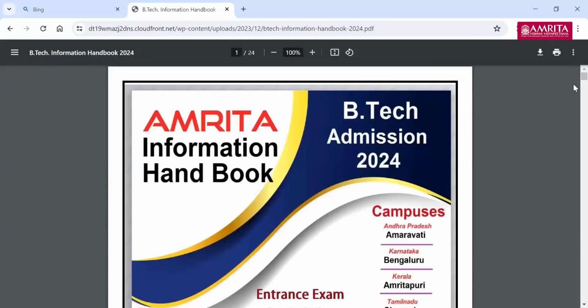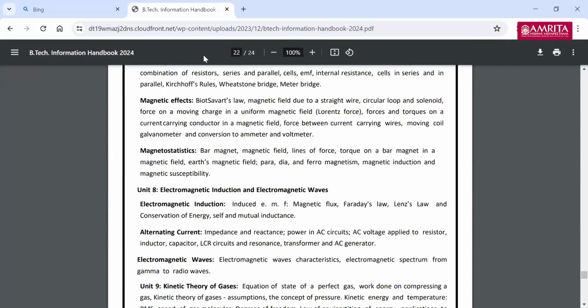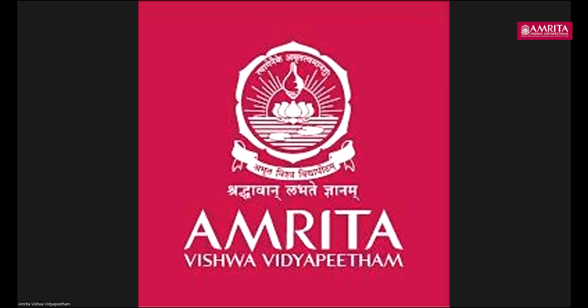It's a 24-page document. You can go to the last portion. Here you could see the syllabus. And yes, it's done. So please download it and check it.